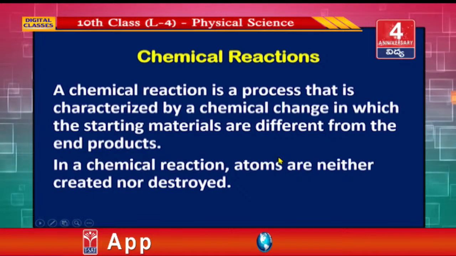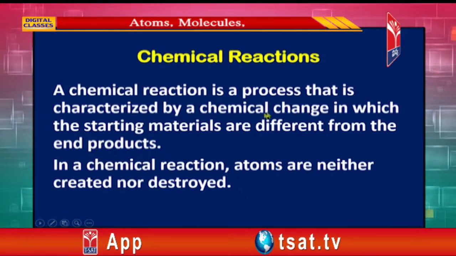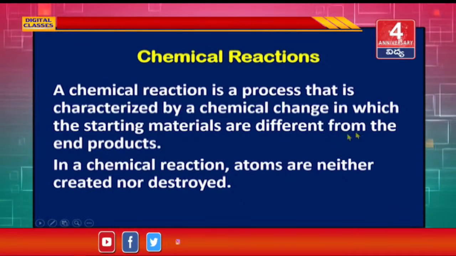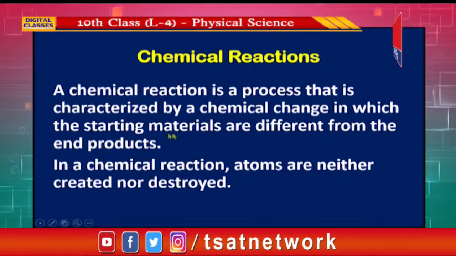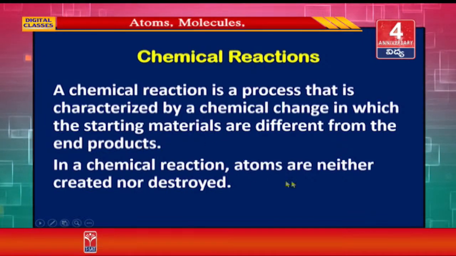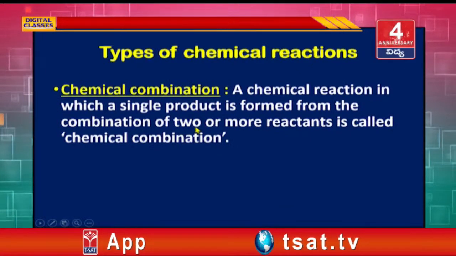Children, now let us see chemical reactions. A chemical reaction is a process that is characterized by a chemical change in which the starting materials are different from the end products, that is, reactants are different from products. In a chemical reaction, atoms are neither created nor destroyed. Some different types of chemical reactions, children.